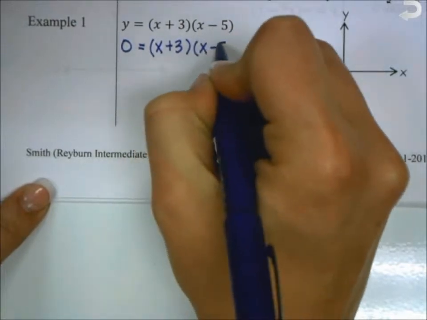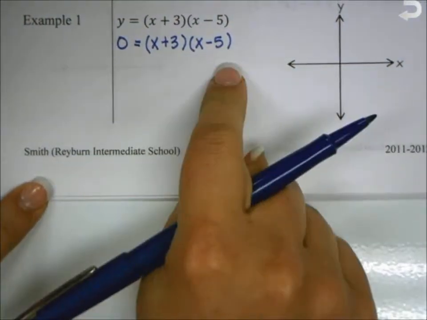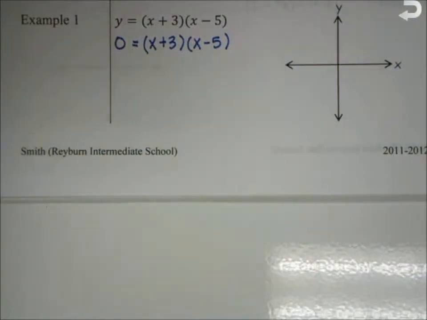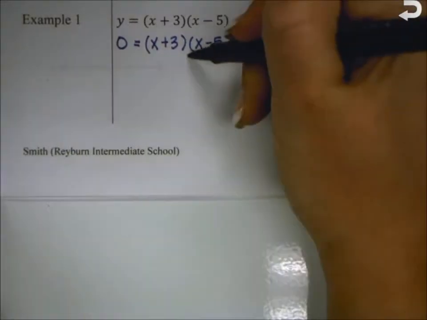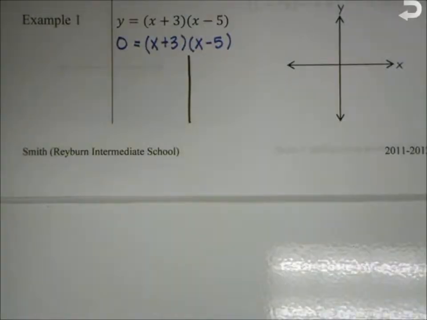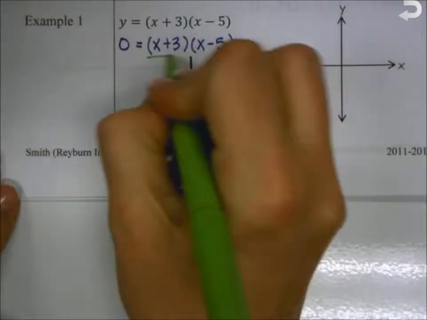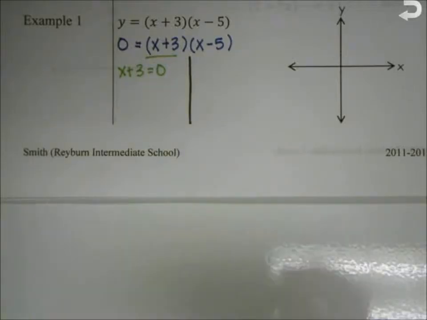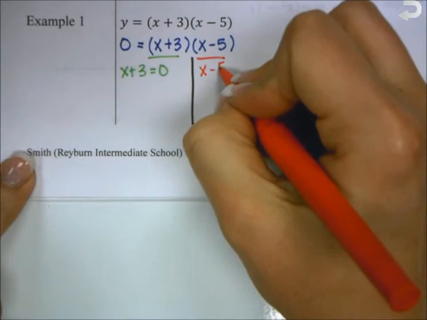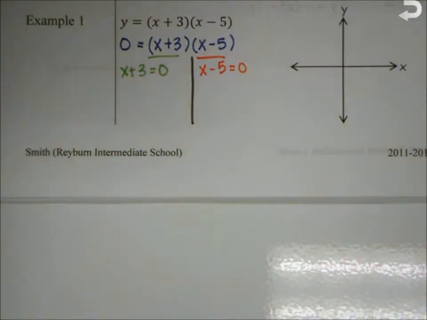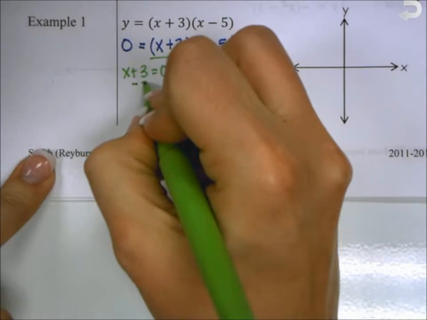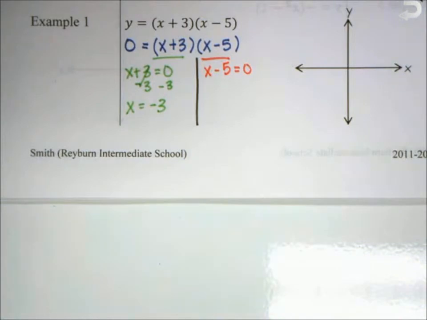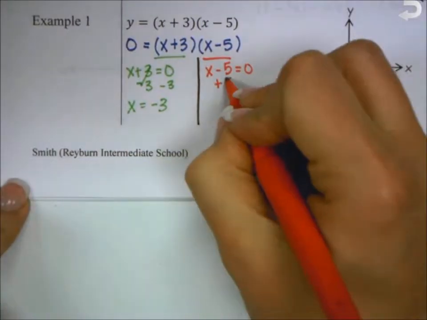And now I can solve this using the zero product property, just like we did on Wednesday. Remember, the first thing I did was draw a line down the middle. And I set this one equal to 0, so x plus 3 equals 0. And I set this one equal to 0, x minus 5 equals 0. So let's solve for the green one first. To solve for x, I subtract 3 from both sides, and I get x equals negative 3. And to solve the red one, I add 5 to both sides, so I get x equals positive 5.